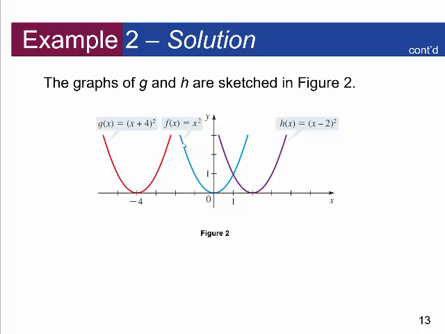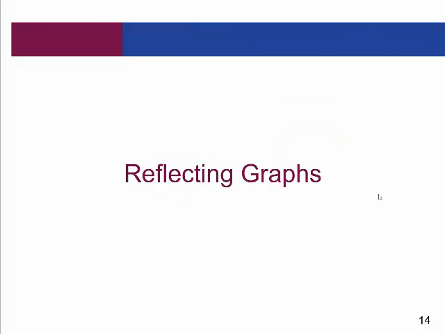So you can see in blue here, here's the x squared. So I take this (x plus 4) squared, I move it to the left 4 units. So it's the same graph, just moved to the left 4 units. Here it's minus 2, so it's the same graph moved to the right 2 units. All right, and that's all you do with these horizontal movements. All right, let's talk about reflecting graphs now.